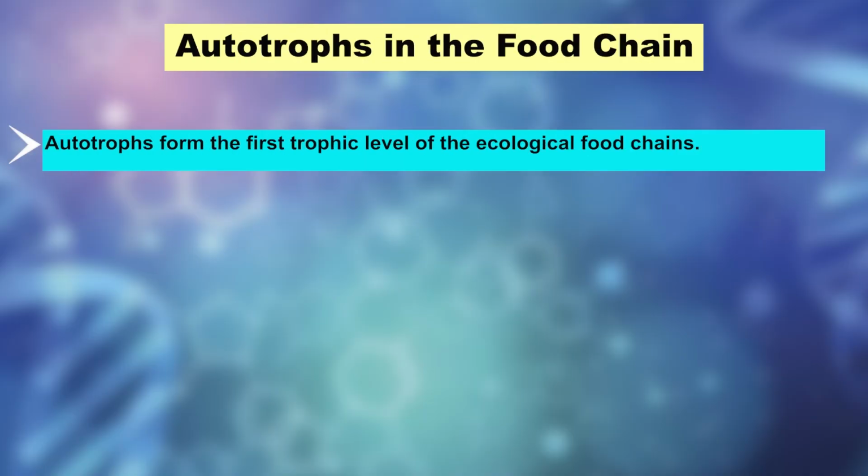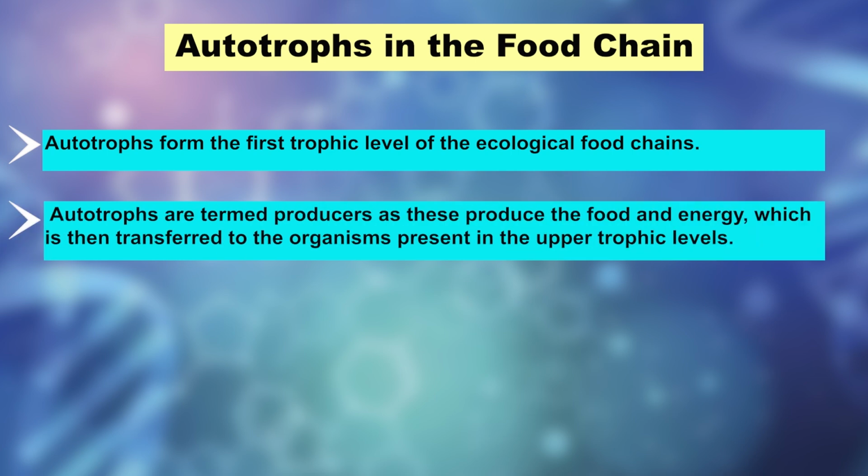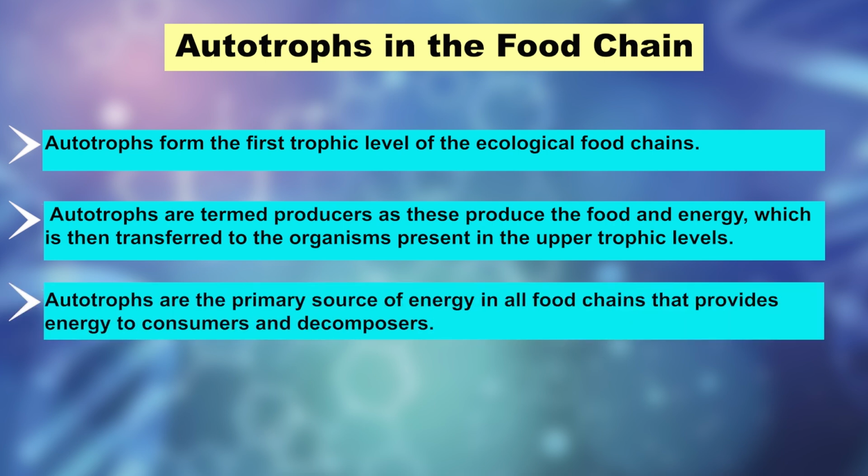So, autotrophs form the first trophic level of the ecological food chain as mentioned earlier. They are termed as producers as they produce food and energy, which is then transferred to the organisms present in the upper trophic level. Autotrophs are the primary source of energy in all food chains that provide energy to consumers and decomposers.